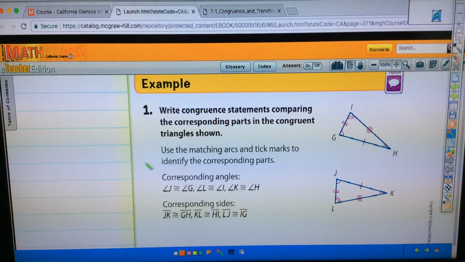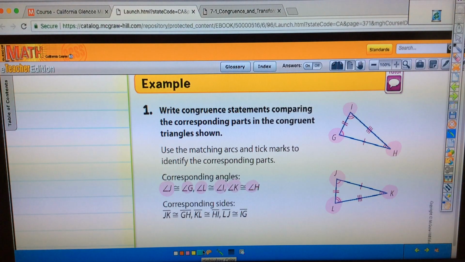Okay, so let's see here. Angle J is here, it has one arc mark, so that means it's going to correspond with angle G. So you're going to write the congruent statement. This symbol here, remember, means angle J corresponds with, there's that symbol, angle G. So you're going to go through here and write the statements for each angle, right? L has two arc marks, it's going to correspond with I, so on and so forth. H is going to correspond with K.